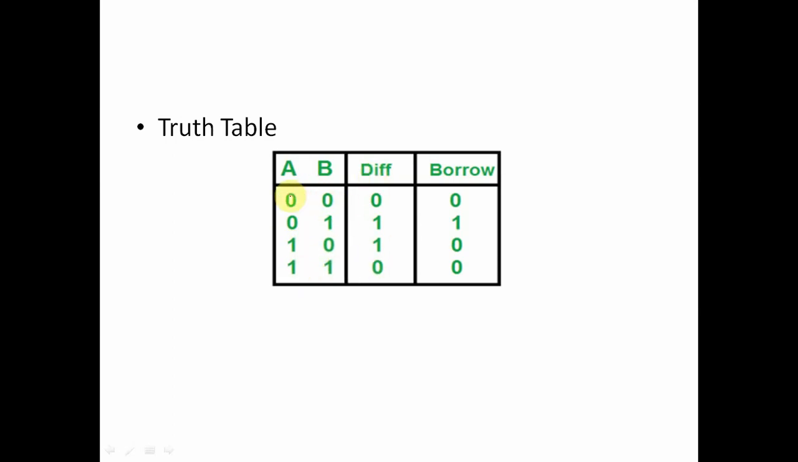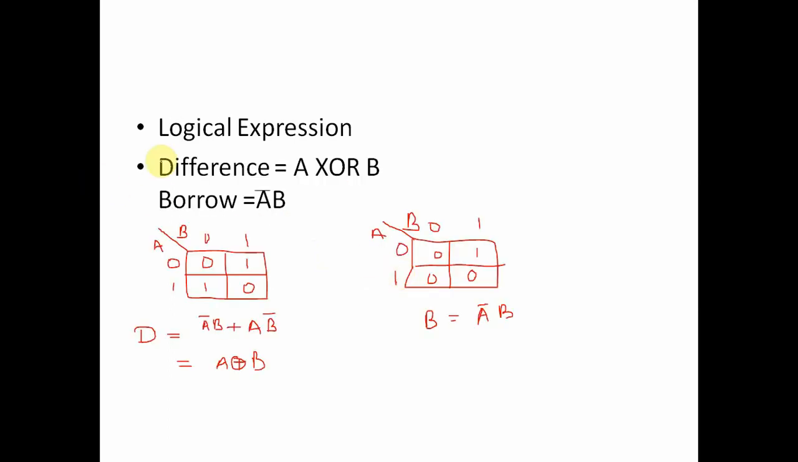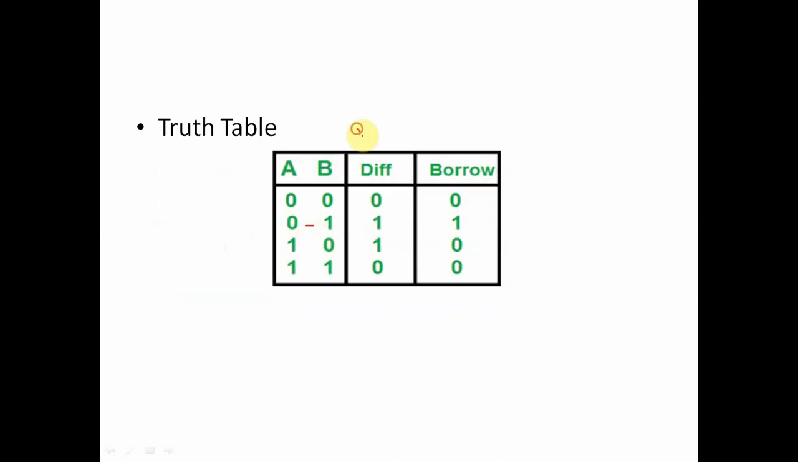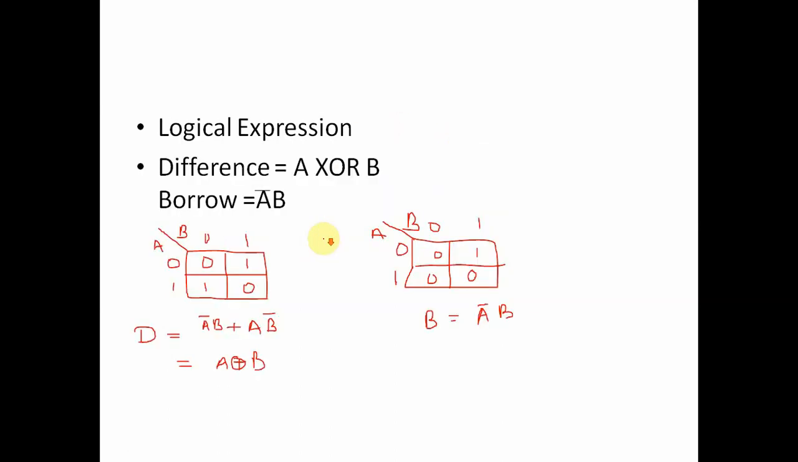For the difference, 0 minus 0 is 0, 1 minus 0 is 1, 1 minus 1 is difference 0 with borrow 0, and 0 minus 1 is difference 1 with borrow 1. So we need the logical expression for the difference and the logical expression for the borrow. Here I am writing the logical expression of the difference.